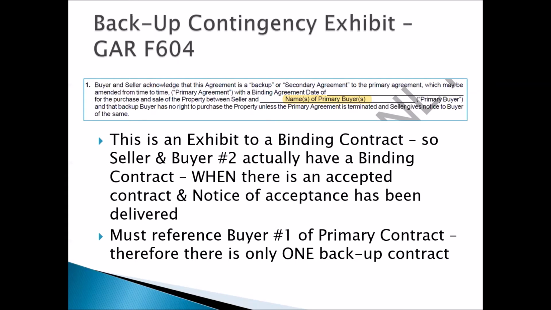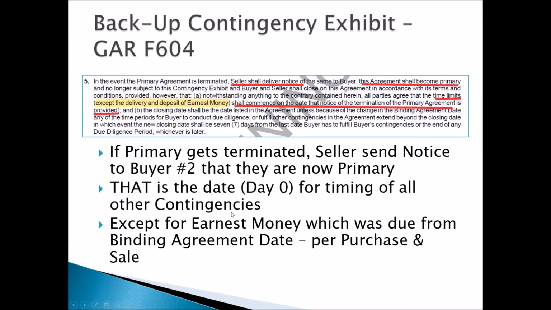So this is a form you use, again, when you fully negotiate the contract and you go binding. And the binding agreement date is the binding agreement date of any contract, when the buyer and the seller agree and notice of acceptance is delivered. But what about the dates for everything else?